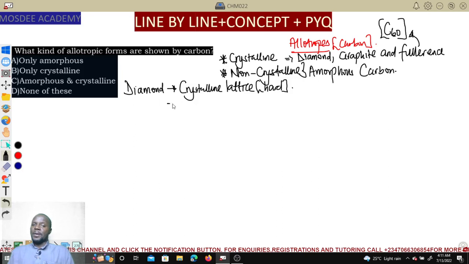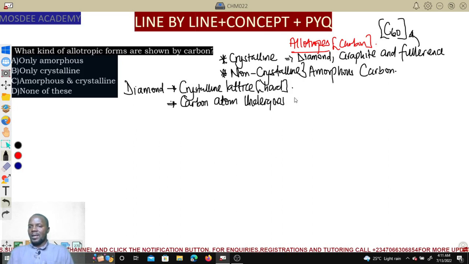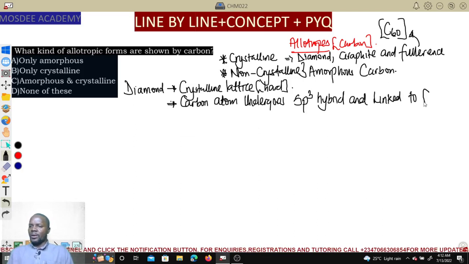So in each dimension of a diamond, you have the carbon atom. The carbon atom undergoes sp3 hybridization. When I say hybrid, I mean hybridization. And they are linked to four other carbon atoms. I hope you can see my handwriting.